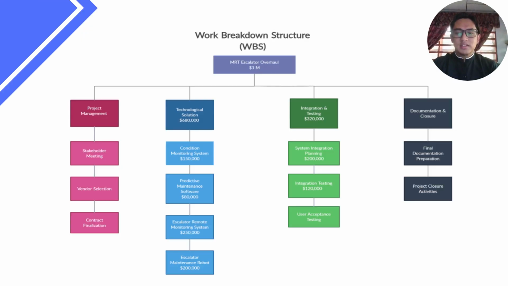This is a tree map that shows the work breakdown structure for the MRT escalator overhaul, divided into four phases. The first phase is project management. The second is technological solution. The third one is integration and testing. And the last one is documentation and closure. I will explain each of these phases in the next slide.